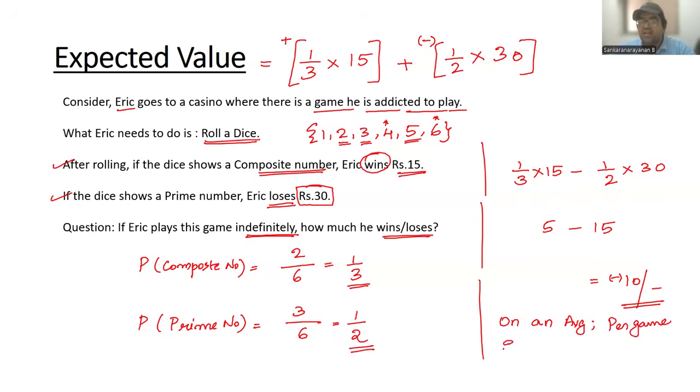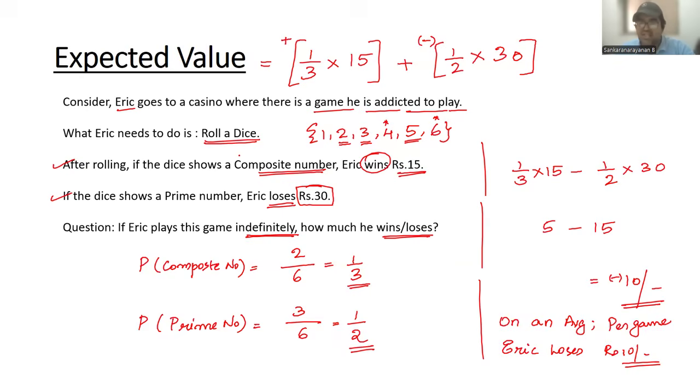Eric loses rupees 10. So whatever money Eric is losing, the other way around, if you think, you can consider that for every game, the people who are running the casino actually gain rupees 10 per game. Got it? So that's how the calculation actually works.